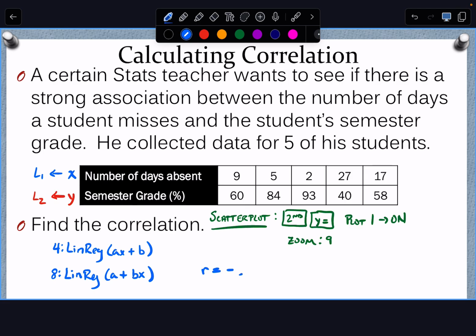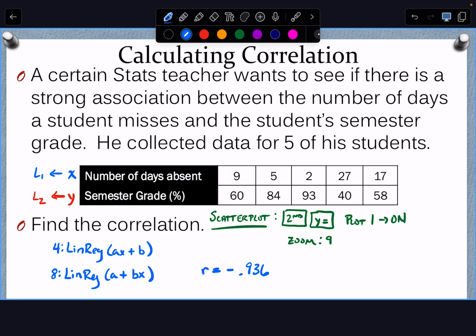Negative 0.9, let's go with like 3 places. 9 what? 3.6. So when we give correlation values, I want you to go to 3 decimal places every time. So my correlation value would be negative 0.936.